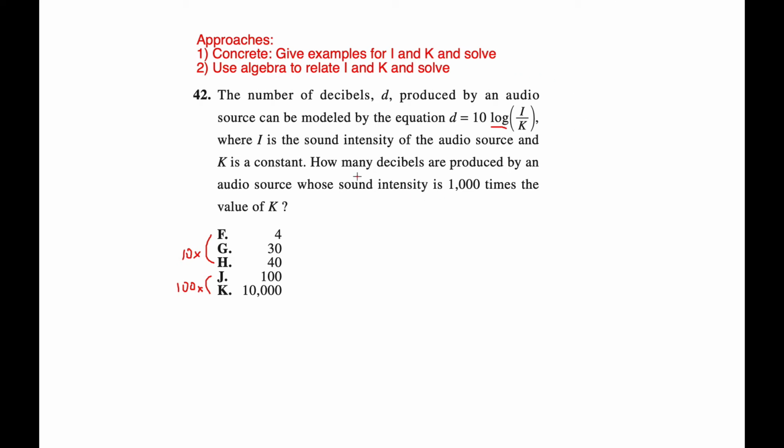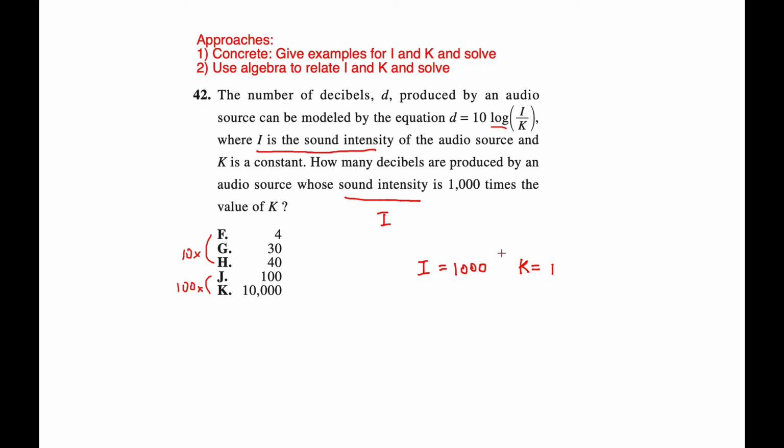So let's go back to what the question was asking us, which is how many decibels are produced by an audio source whose sound intensity is 1,000 times the value of K. And we were given that equation in the beginning that relates the number of decibels to I and K. If we're going to use this concrete way of giving ourselves examples for I and K, we just need to follow the relationship that they've told us here, which is that the sound intensity, which we know is labeled with I, is 1,000 times the value of K. So let's just choose easy numbers to work with here. One thing we could do is say K is equal to 1, for instance, in which case I would be 1,000, because that's 1,000 times 1.